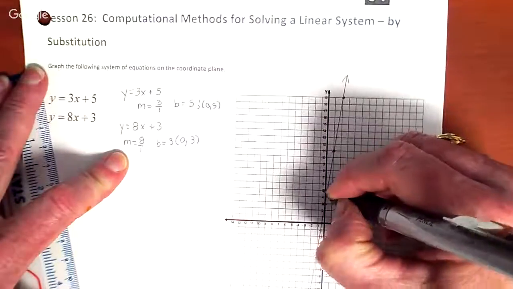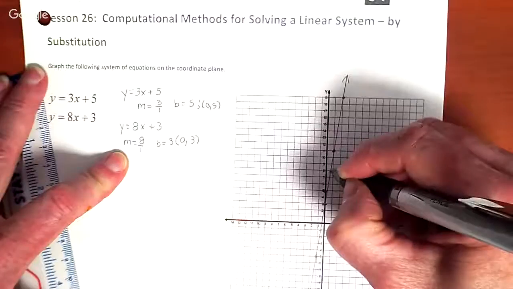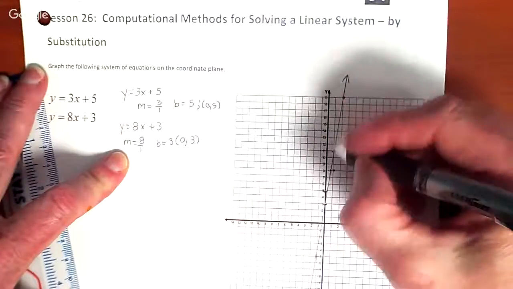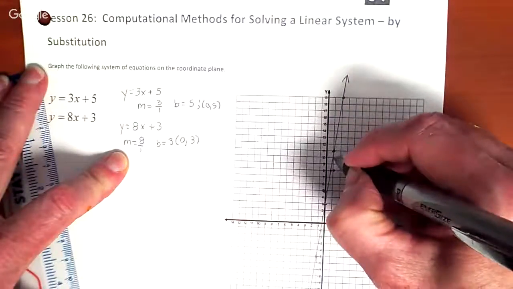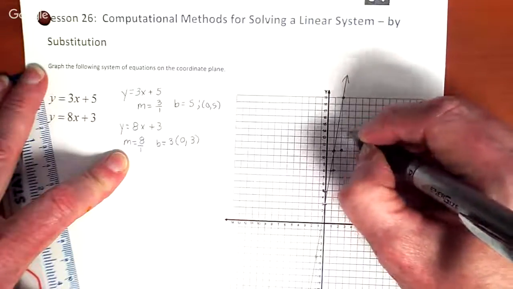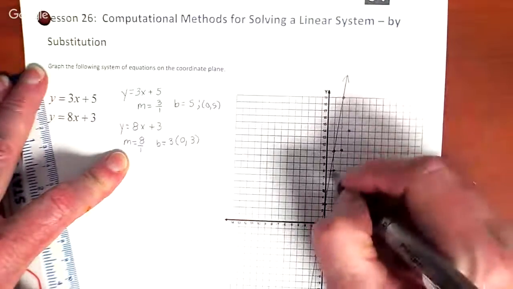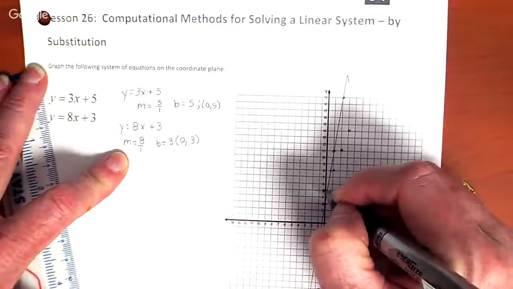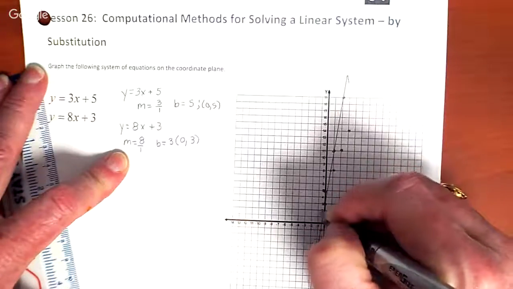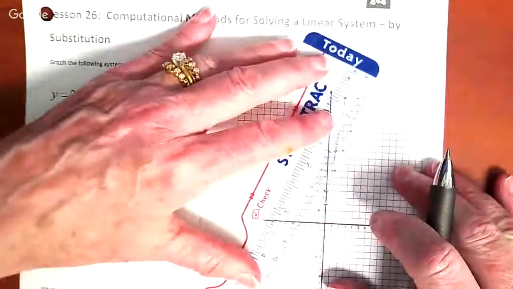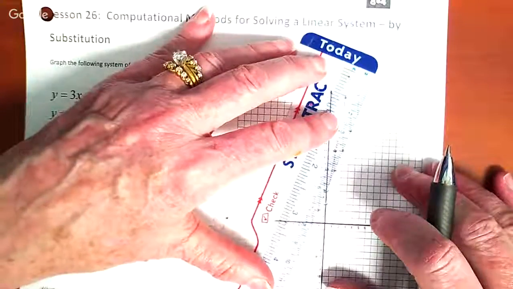And we go up 3, 1, 2, 3, and over 1. And then up 3, and over 1, and again up 3 and over 1. So this line goes like this.